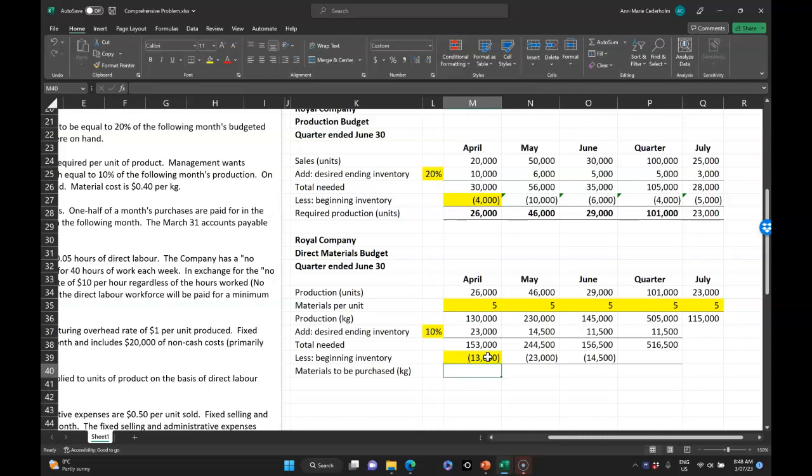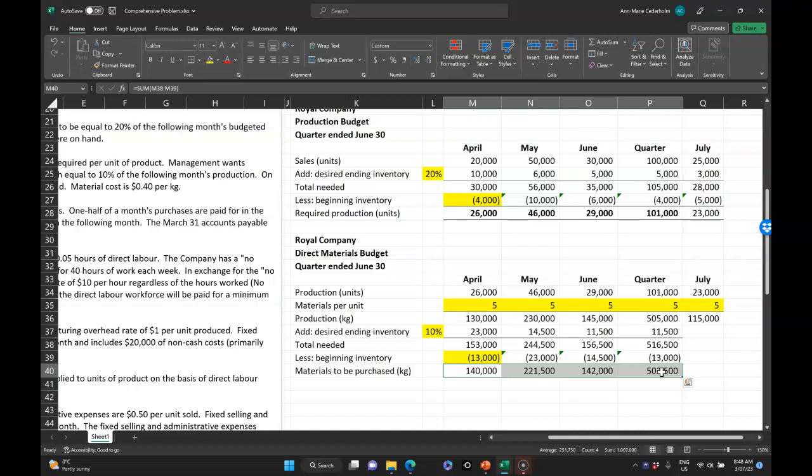So now what I can do is, let me fill in this information here. So for the quarter ended, the beginning inventory is the inventory on April 1st. So that's why I'm going to pick the 13,000. So now I can just add these together. And then that tells me how much materials I need to purchase in kilograms.